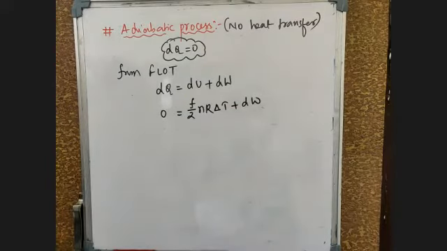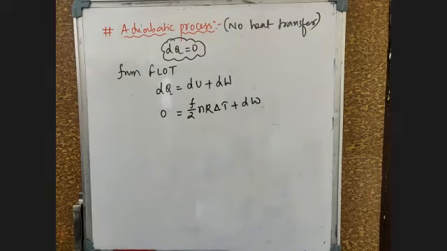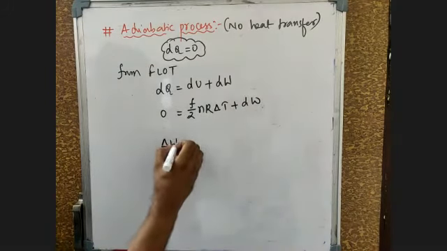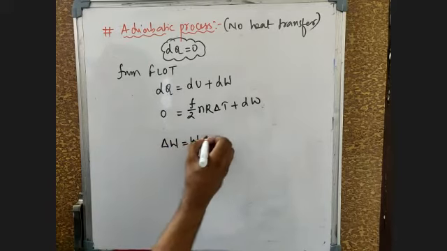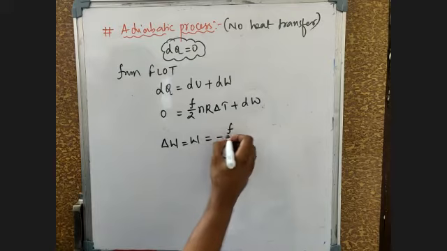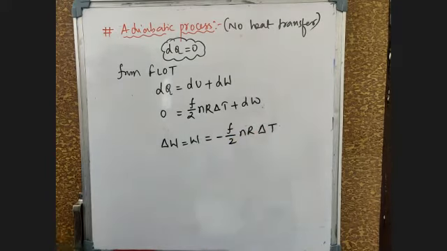That means from this one I can calculate the work done. So work done will be equal to how much right now for this one? Can you tell me what will be the work done? So total work done, if I take it as W, that is equal to minus of f by 2 nR into delta T. Can I write like that?